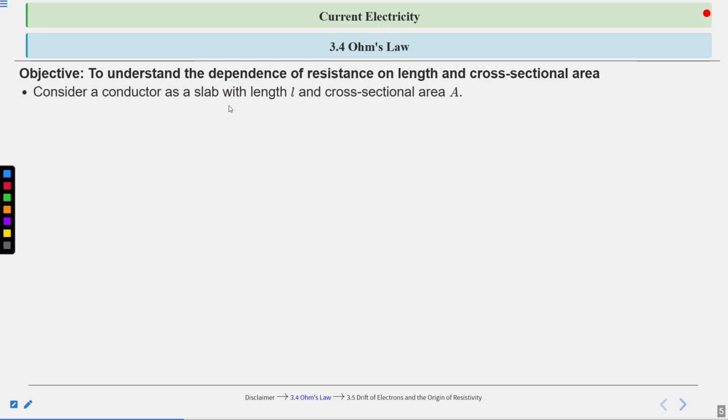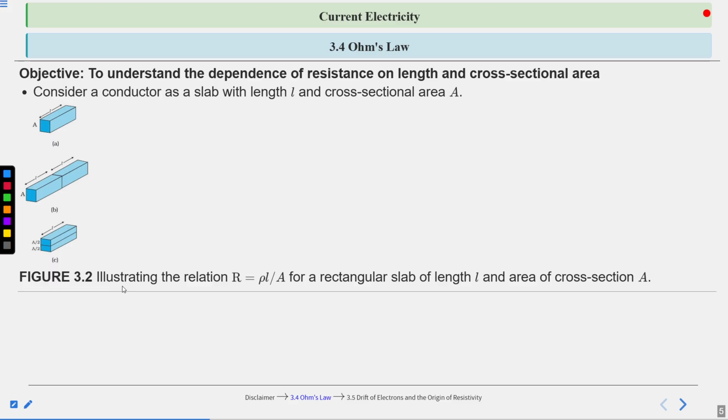Consider a conductor as a slab with length L and cross-sectional area A. So this is a rectangular slab having length L and cross-sectional area A. These are the B and C cases; we will discuss these two cases one by one. Initially, we have only one slab having length L and cross-sectional area A.